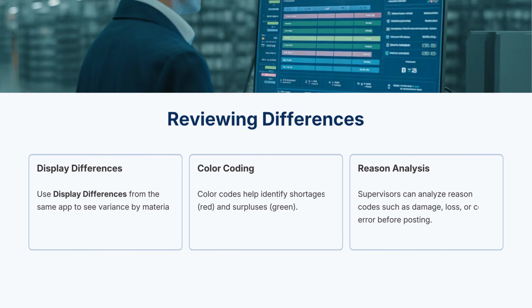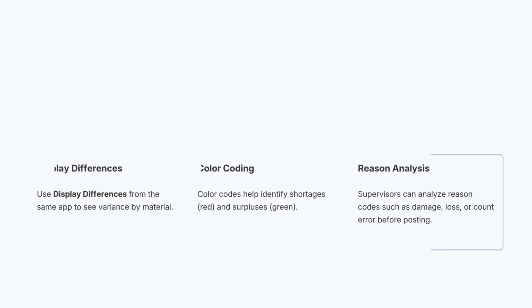Reviewing differences, supervisors can open display differences to analyze quantity and value deviations. SAP color codes results, red for shortage, green for surplus. You can enter reason codes such as damaged, misplaced, or counting error. This structured workflow promotes transparency and accountability before any financial posting.